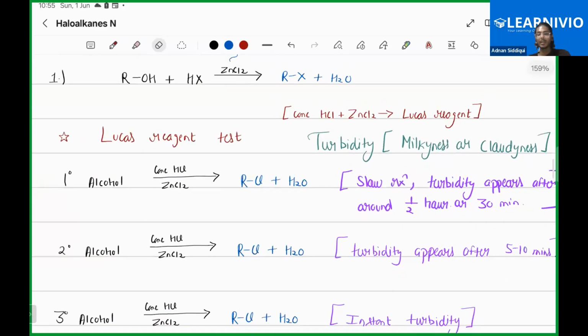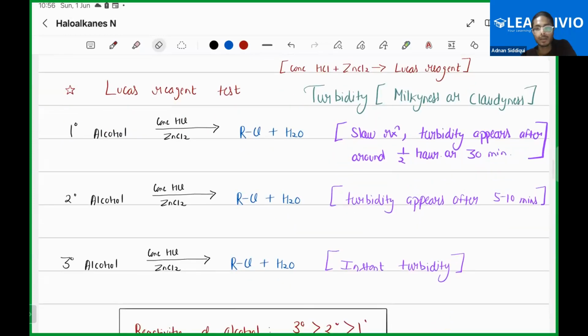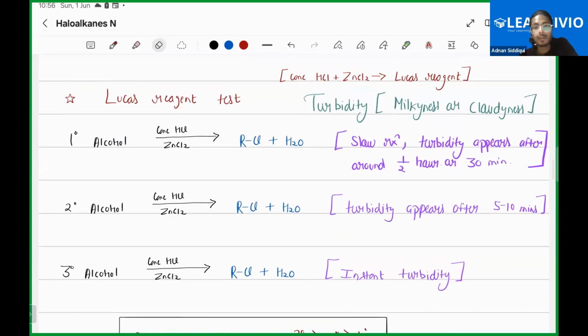Suppose in your practical exam, your teacher has given you a test tube, and they have mentioned it contains alcohol, and they are asking whether this alcohol is 1 degree alcohol, 2 degree alcohol, or 3 degree alcohol. So how can you differentiate? You can differentiate it with the help of Lucas reagent test, right?